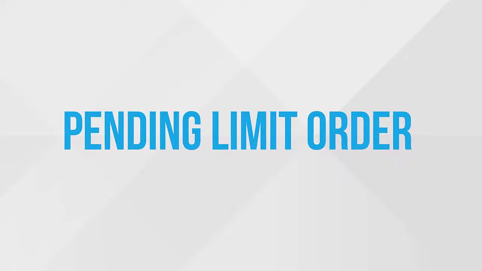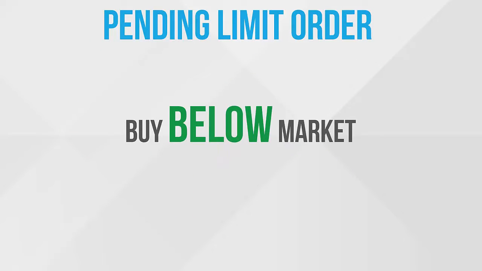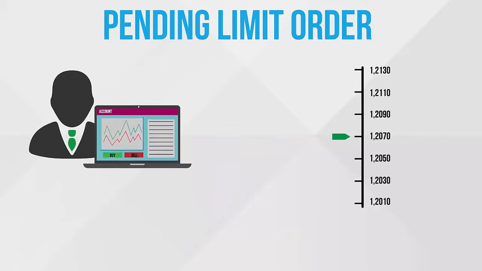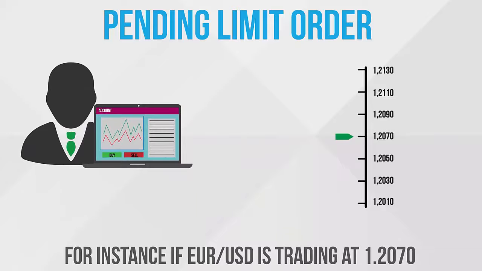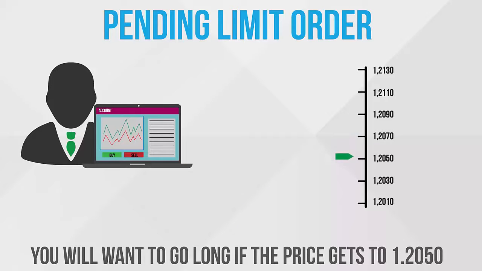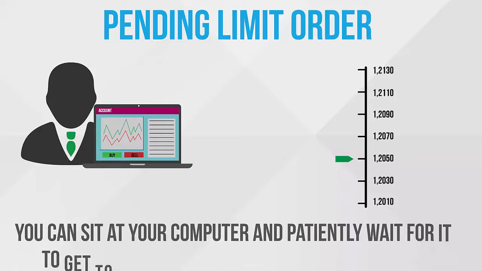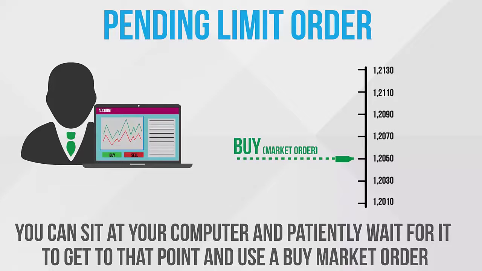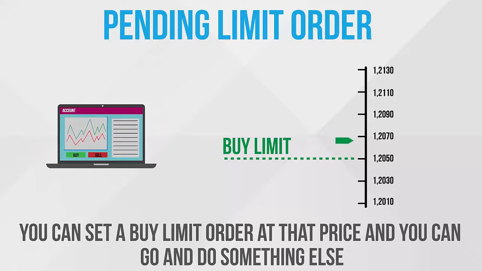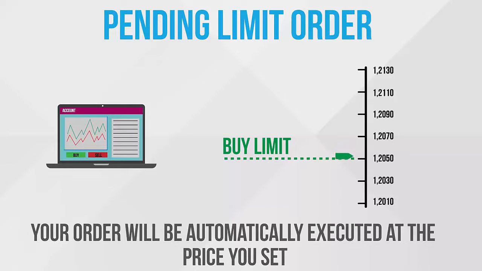Pending limit order. This is an order that you would place to buy a currency below the market or sell a currency above the market at a specific price. For instance, if Euro-USD is trading at 1.2070 and you will want to go long if the price gets to 1.2050, you can sit at your computer and patiently wait for it to get to that point and use a buy market order, or you can set a buy limit order at that price and you can go and do something else. Your order will be automatically executed at the price you set.